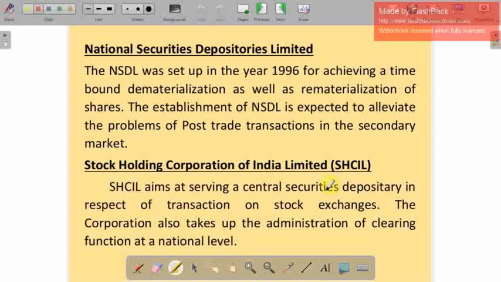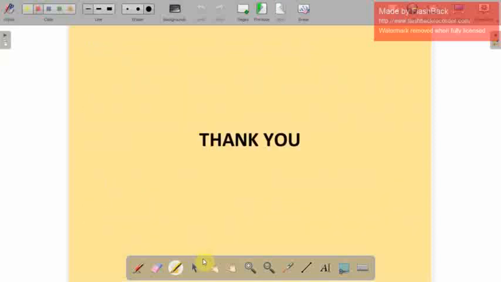And Stock Holding Corporation of India Limited, SHCIL. SHCIL aims at serving as a central securities depository in respect of transactions on stock exchanges. The corporation also takes up the administration of the clearing function at a national level. That is SHCIL. I hope you understand these three topics.